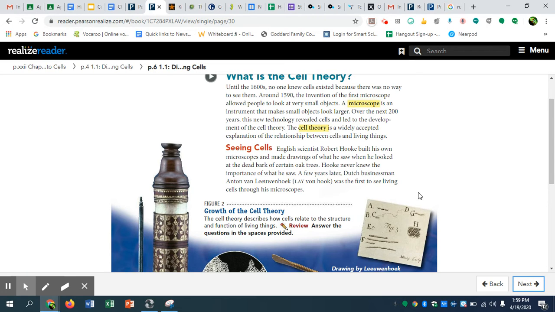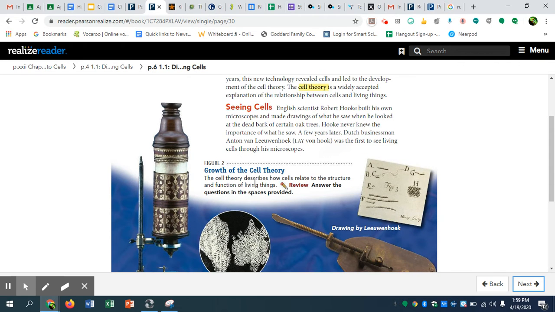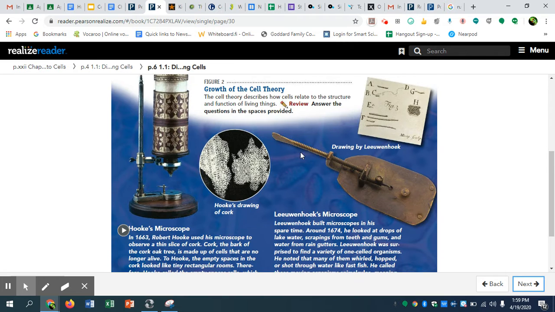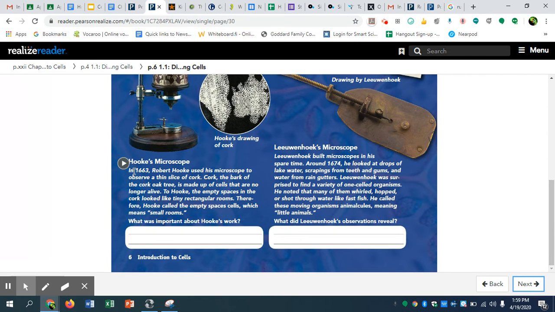So that's pretty impressive. So it says, figure 2, the cell theory describes how cells relate to the structure and function of living things. Answer the questions in the spaces provided. Okay, so let's read this. In 1663, Robert Hooke used his microscope to observe a thin slice of cork. I'll show you where cork comes from in a second. Cork, the bark of the cork oak tree, is made up of cells that are no longer alive. To Hooke, the empty spaces in the cork look like tiny rectangular rooms. Therefore, Hooke called the empty spaces cells, which means small rooms.